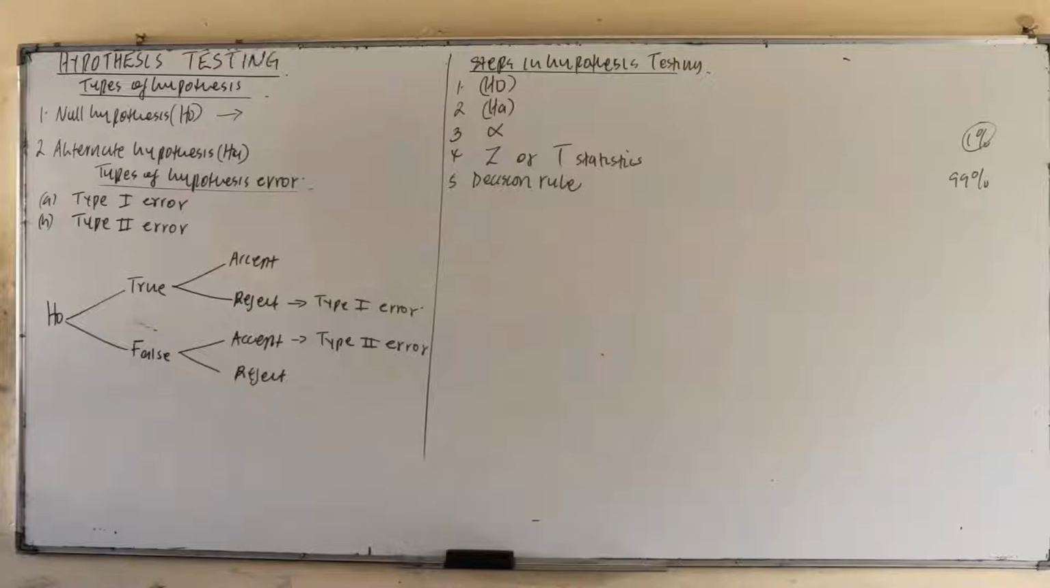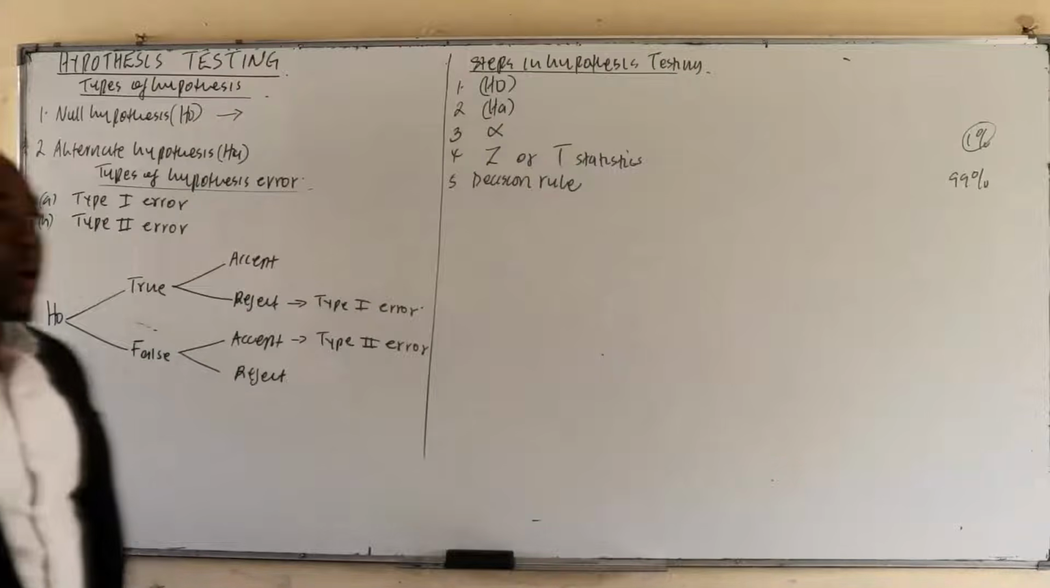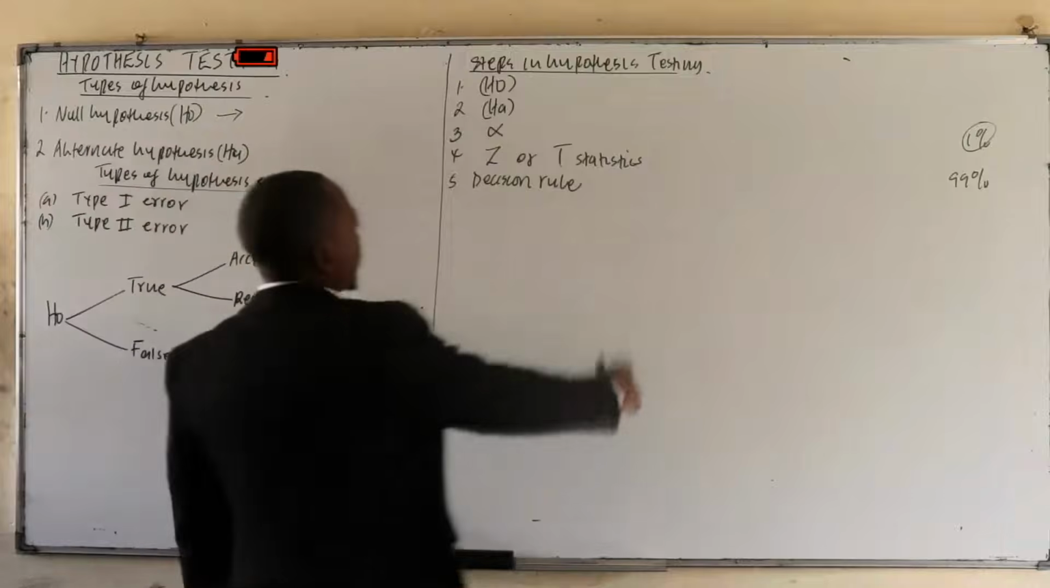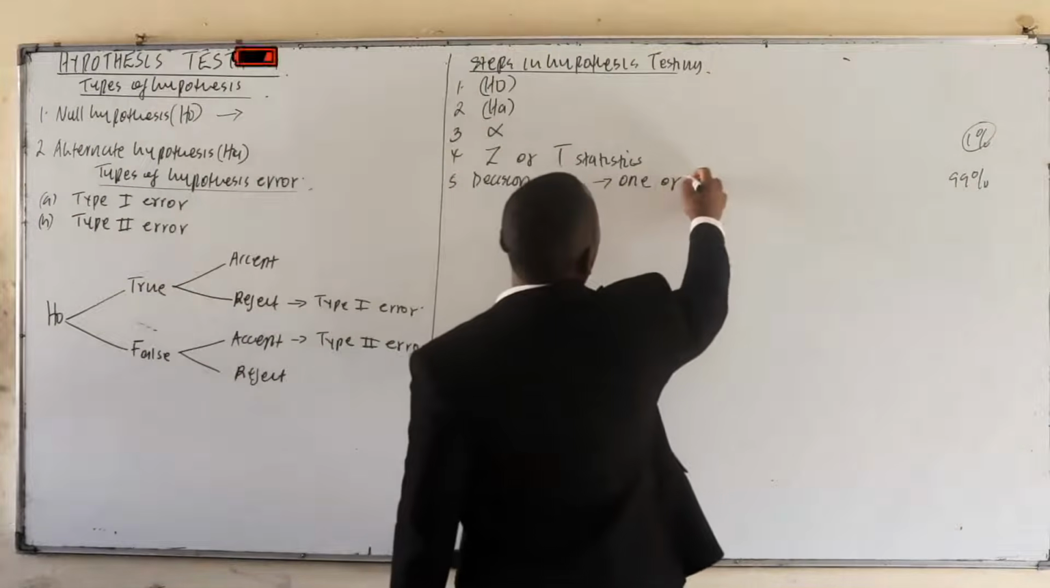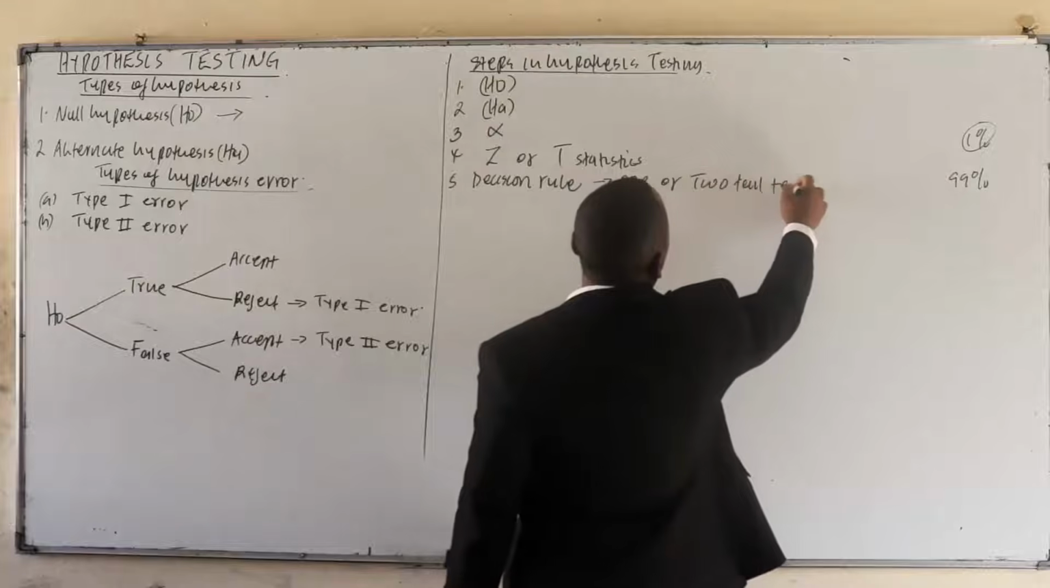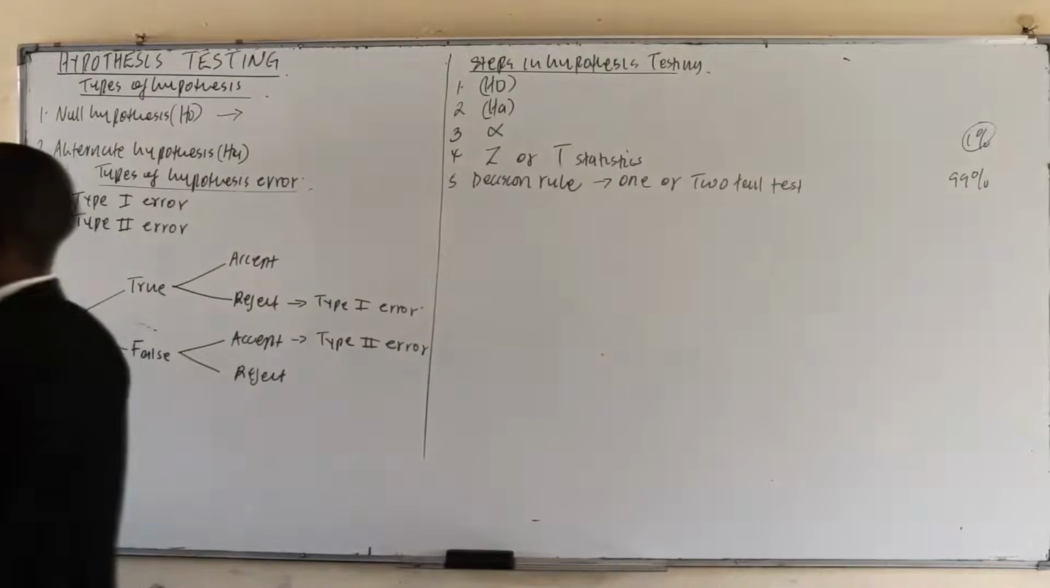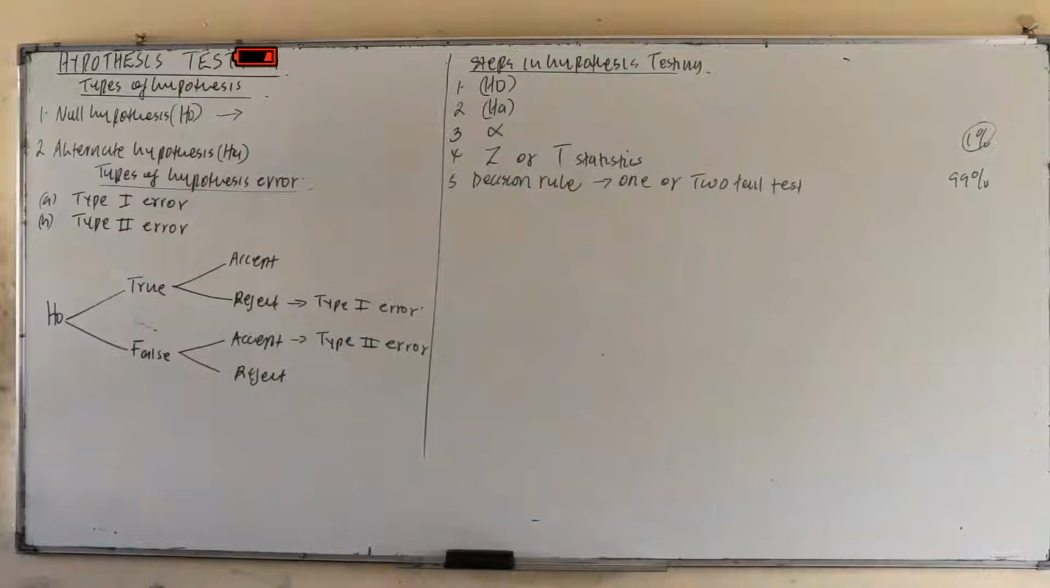Then we explain that. You formulate the decision rule. This can be either a one or two tail test, depending on how the alternate hypothesis has been formulated.